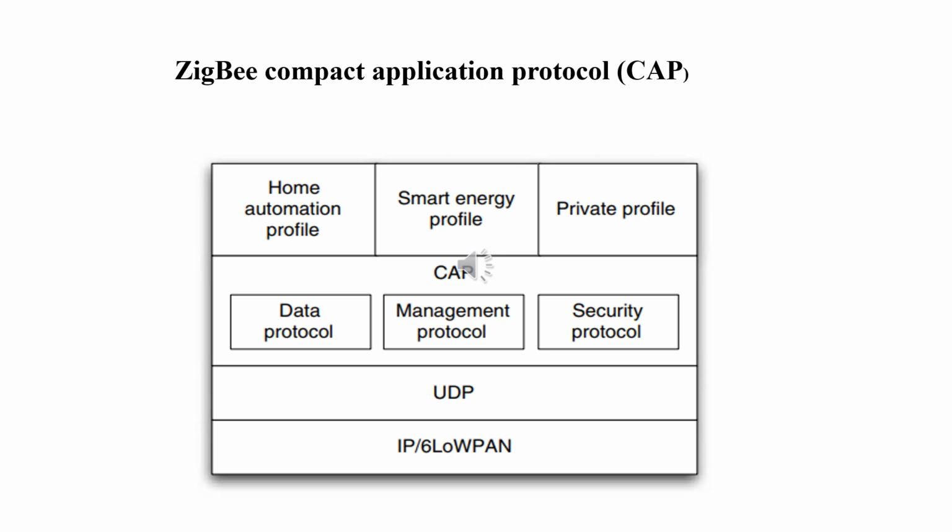The CAP protocol stack is shown in the figure. The security protocol implements ZigBee application layer security. Any ZigBee public or private application protocol can be implemented over CAP in the same way that it would use the native ZigBee. This allows ZigBee application profiles to be directly applied to IP networks.